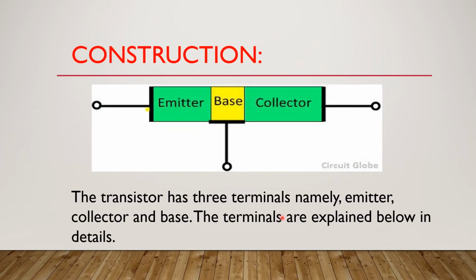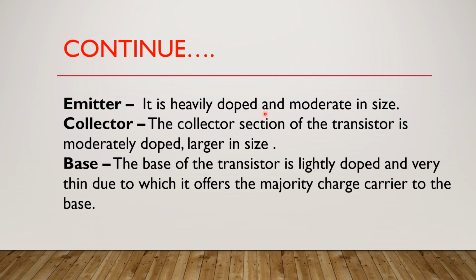Now we will see the construction. BJT has three terminals: emitter, base and collector. So these three terminals are constructed as follows. Emitter is heavily doped and moderate in size. The collector section of the transistor is moderately doped and larger in size. And the base of the transistor is lightly doped and very thin, due to which it offers the majority charge carrier to the base.